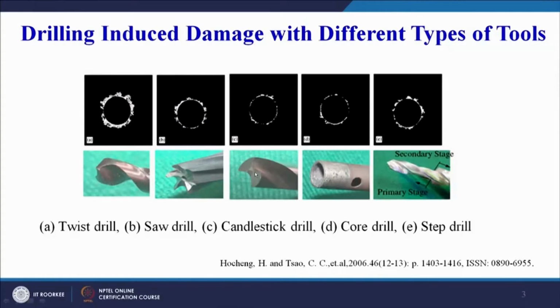You can see the twist drill, saw drill, candlestick drill, core drill, and step drill. So different types of tool point geometries can be used for making holes in different types of composite materials. I must mention that a research article was published in American Machinist in 1987 by J.A. Miller, who investigated 17 different drill point geometries and proved that the drill point geometry plays a paramount role in defining the damage around the drilled hole.